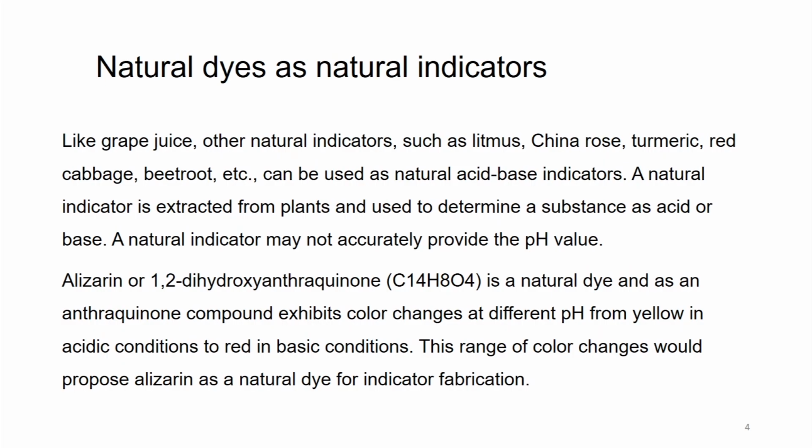Alizarin, or 1,2-dihydroxyanthraquinone, C14H8O4, is a natural dye, and as an anthraquinone compound it exhibits color change at different pH, from yellow in acidic condition to red in basic condition. Even that can be used as a pH indicator. This range of color changes would propose alizarin, a natural dye, for indicator fabrication.